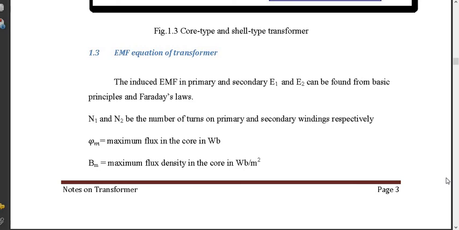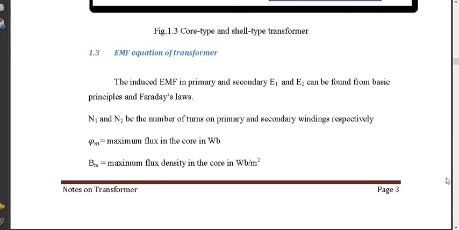Very first is phi m. Phi I'll be using always for flux, and m means the maximum value of it. So phi m is maximum flux in the core in Webers. Bm is maximum flux density in core, that is in Weber per meter square. N1, N2 are number of turns on primary winding and secondary winding.